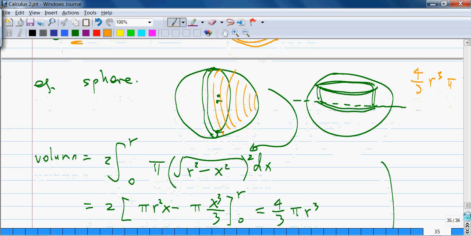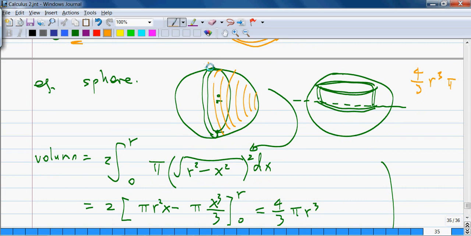It's very easy to visualize. The way I do it is I cut it into half first. The other half will be the same, so I'll use 2 times that half. Starting from radius 0 at the top to radius r, I add up the volumes of these disks. Each disk is defined by the outer function, and the function here is in terms of y.